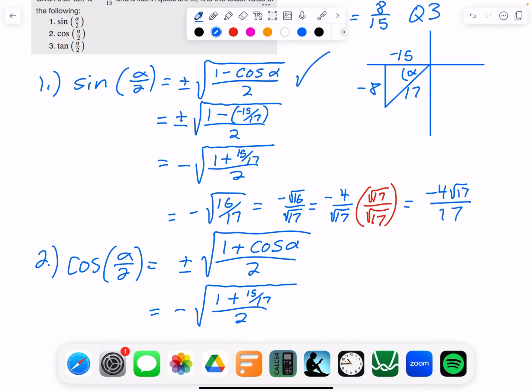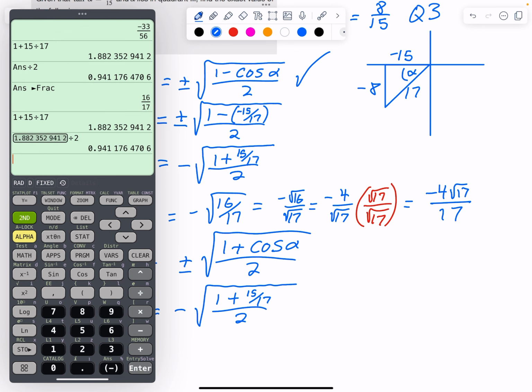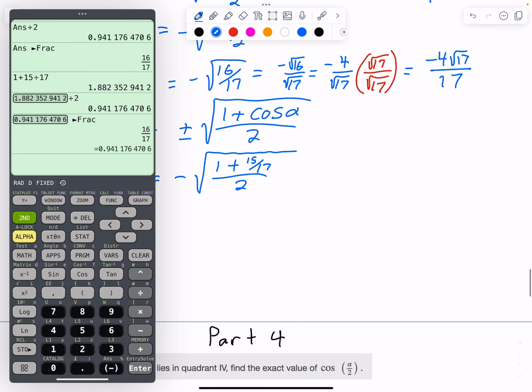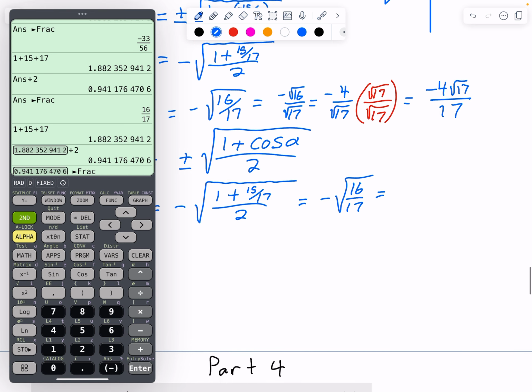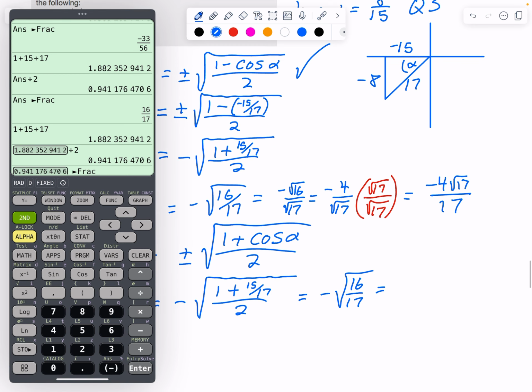So I'm going to use the formula again. 1 plus 15/17, enter, divided by 2, enter. Then I'm going to use math frac to get me back to a fraction. So I get minus square root of 16/17, and we could see this is going to spit out the exact same thing. Now I'm curious, did I accidentally? Ooh, and I wonder if I think there's actually supposed to be a minus here. Let's double check, or did I lose it?